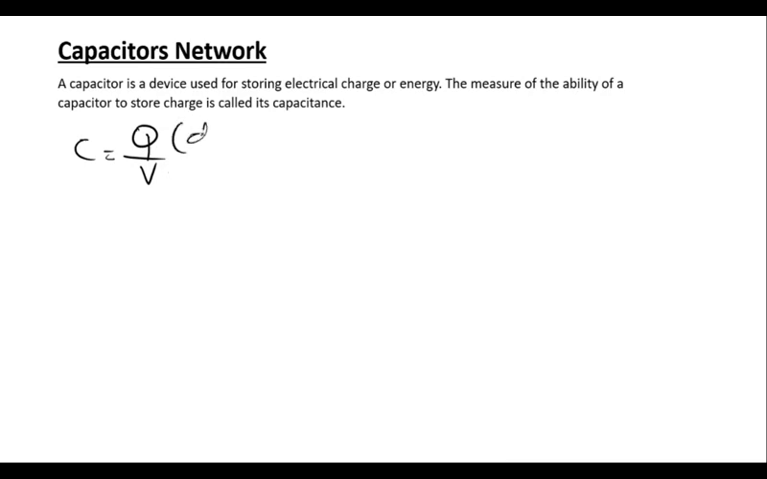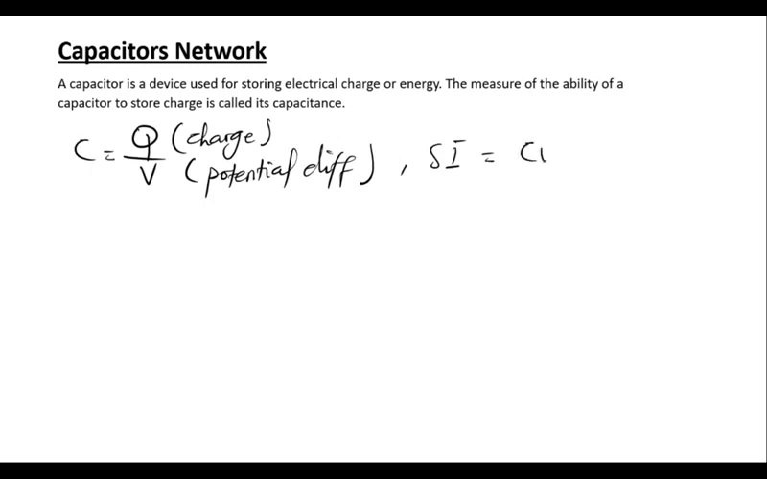So this is the charge represented by what? Q, and then the V is the what? The potential difference. All right, so from here the SI unit of the capacitance is what? Coulomb per volt or farad.